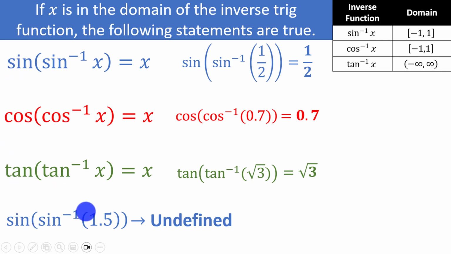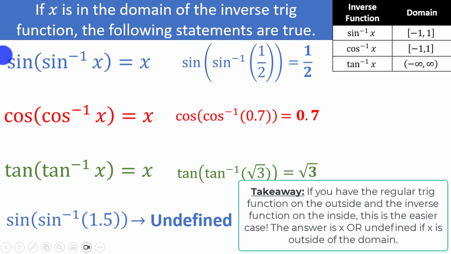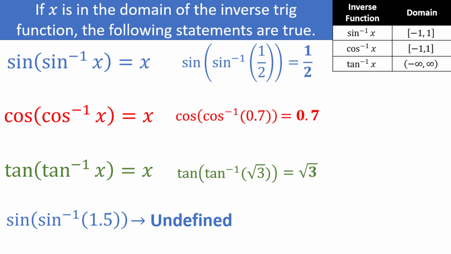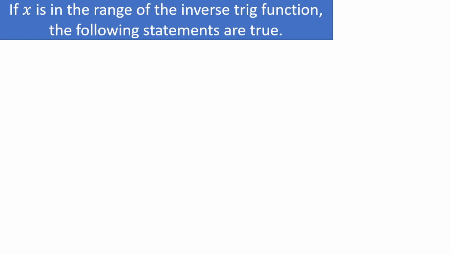Okay? So remember, if you have the regular trig function on the outside and the inverse on the inside, that's the easier case. You're either going to be undefined or you're going to have the exact same value as the inside of the argument as your answer. Okay? All right, so let's take a look at what happens if we have things switched around.